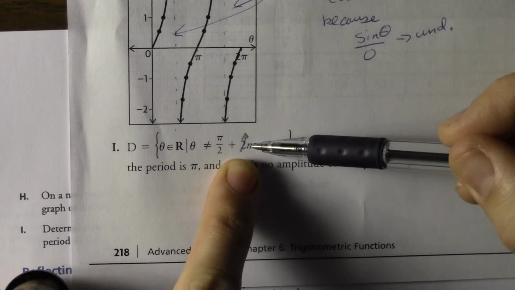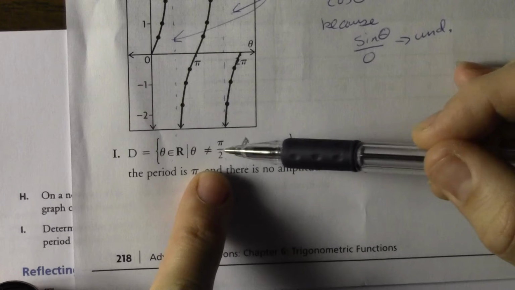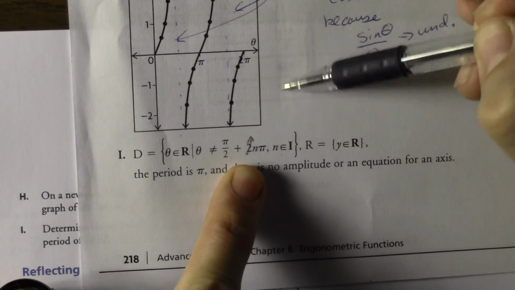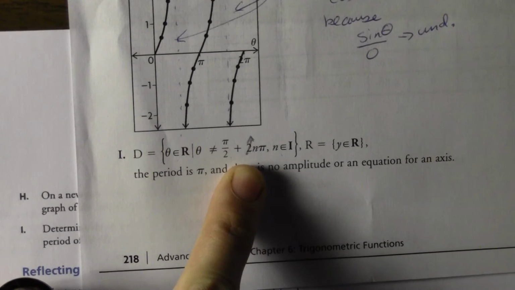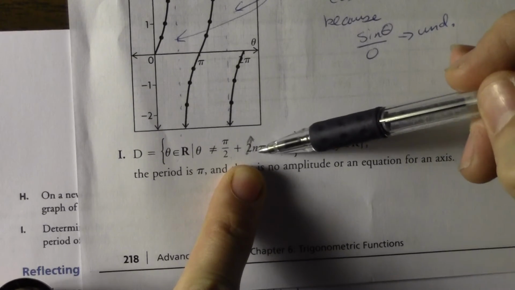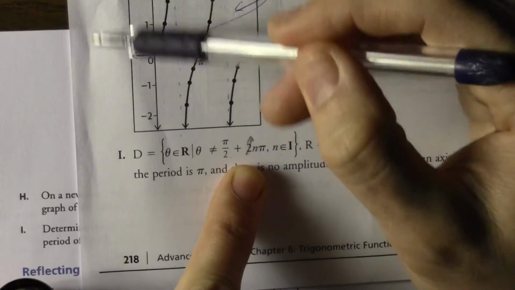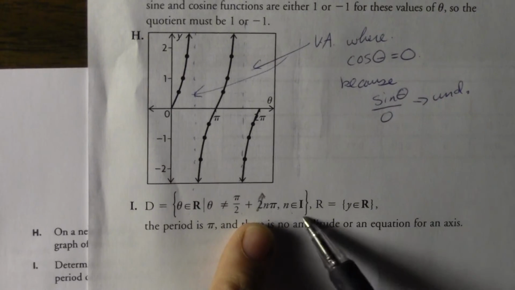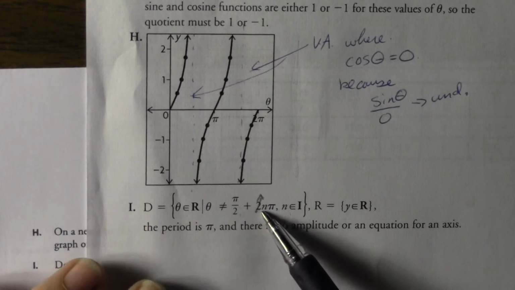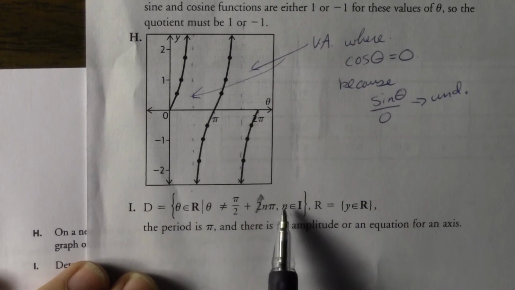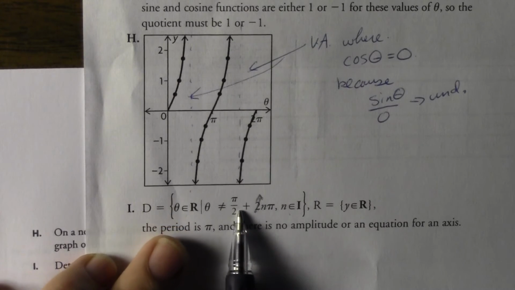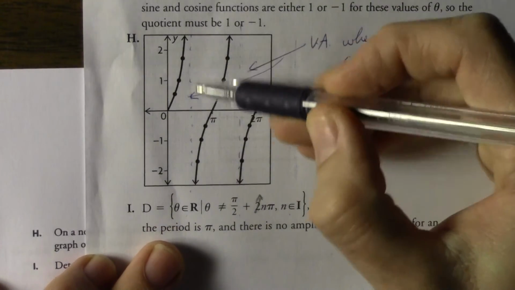If n is 2, we would get pi over 2 plus 2 pi, so we'd have the next one, which is over here. Likewise, when n is negative values, it's repeated, so we get vertical asymptotes. Does everyone understand how this equation works? I'm going to repeat it one more time. Everyone understand why x cannot equal pi over 2? Okay, so there's a vertical asymptote there.